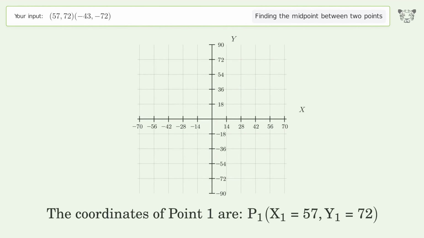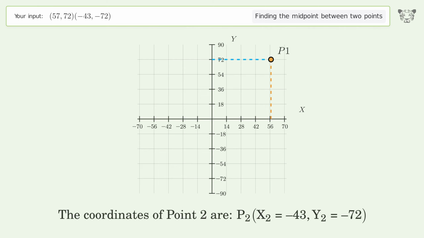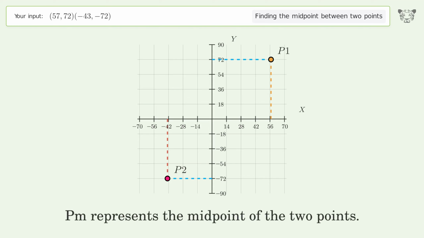The coordinates of point 1 are, x1 equals 57, y1 equals 72. The coordinates of point 2 are, x2 equals negative 43, y2 equals negative 72. PM represents the midpoint of the 2 points.